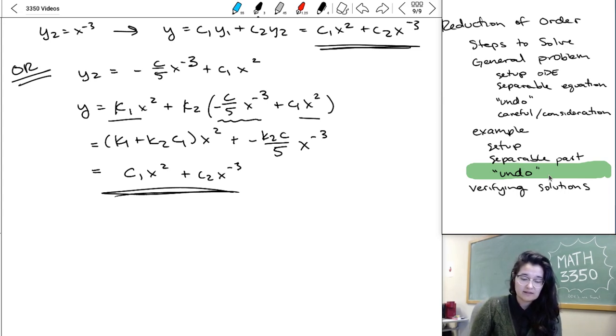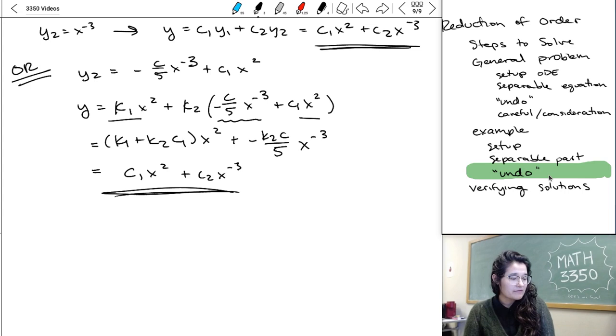In your skeleton notes, you've got a section on verifying solutions, and you can do it if you want to. It's just practicing again the stuff that we covered when we first introduced higher order problems. But I'm not going to work through those steps, so you can leave them blank, or you can do them in your own time when you feel like you have rested enough from reduction of order.